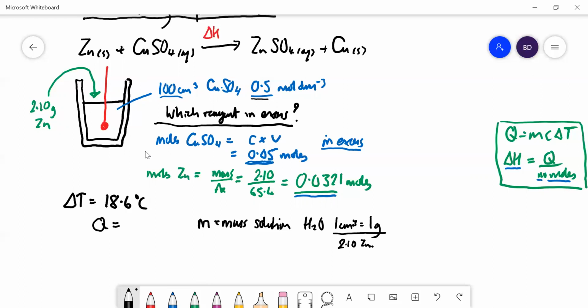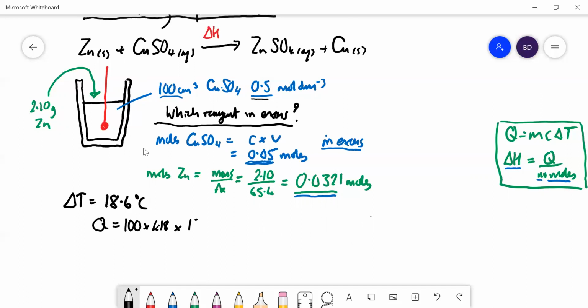Also, I think if you look at the specific heat capacity of zinc, it's quite a lot lower than water. Anyway, don't worry about that. So it's 100 there. That's the important thing. It's not 2.1. Q is mcΔT. c is 4.18 for water, the specific heat capacity of water. And then delta T is 18.6.